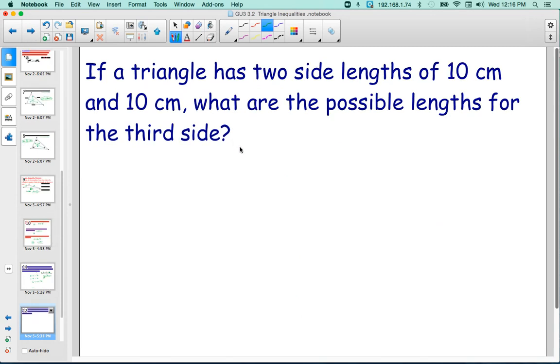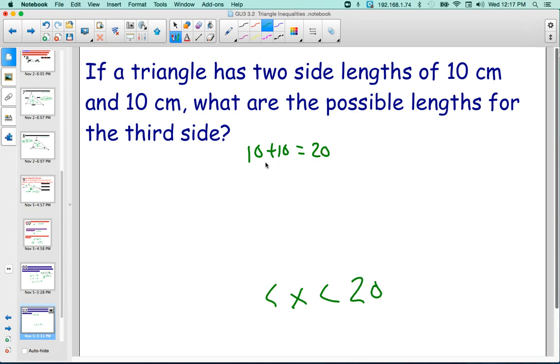If a triangle has two side lengths of 10 and 10, what are the possible lengths for the third side? Well, again, here's how you find your sides. I'm going to write this down here. I've got x. I know the smallest number goes down here, the bigger one goes here. To find that bigger one, you add them together. We know it's got to be less than 20. You add them together and it's got to be less than 20.